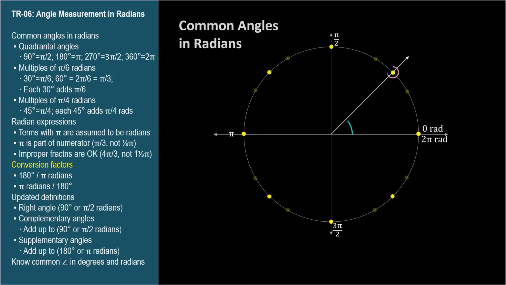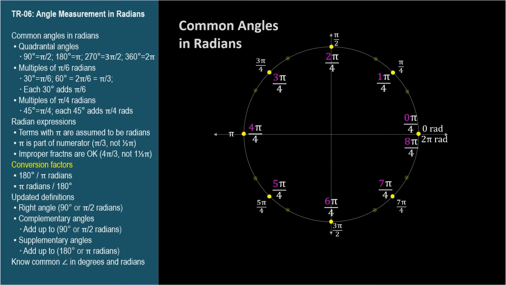This angle is half of a right angle. Half of pi over 2 radians is pi over 4 radians. Using this angle as our increment, we can count all the way around the circle again. When we reduce these fractions, we notice that only the quadrantal angles can be reduced, and as we should expect, they match the fractions we already know. The quadrant-bisecting angles are pi over 4, 3 pi over 4, 5 pi over 4, and 7 pi over 4 radians. They can't be reduced.